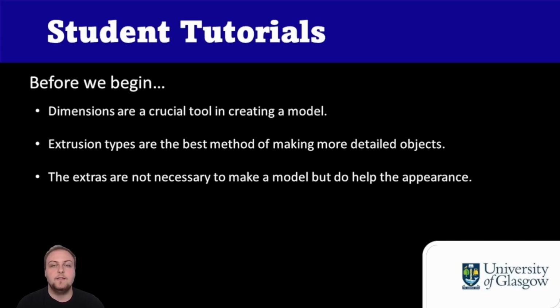Before we begin, I just want to note that dimensions are a crucial tool in creating a model. Without dimensions, we wouldn't be able to place our sketches exactly where we want them on the part, and it allows us to create a more exact picture of what we want to create. Second, extrusion types are the best method of making more detailed objects. With them, you can add holes into your model, you can add different pieces of design, and generally it allows you to create more intriguing shapes.